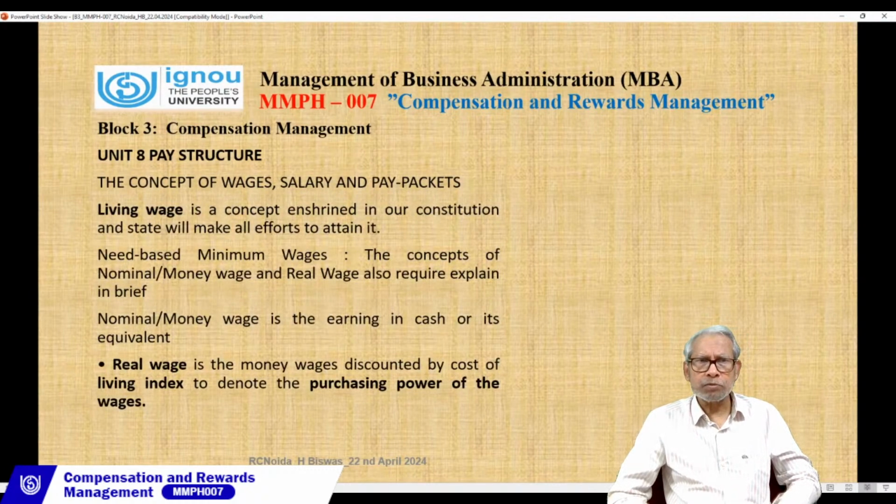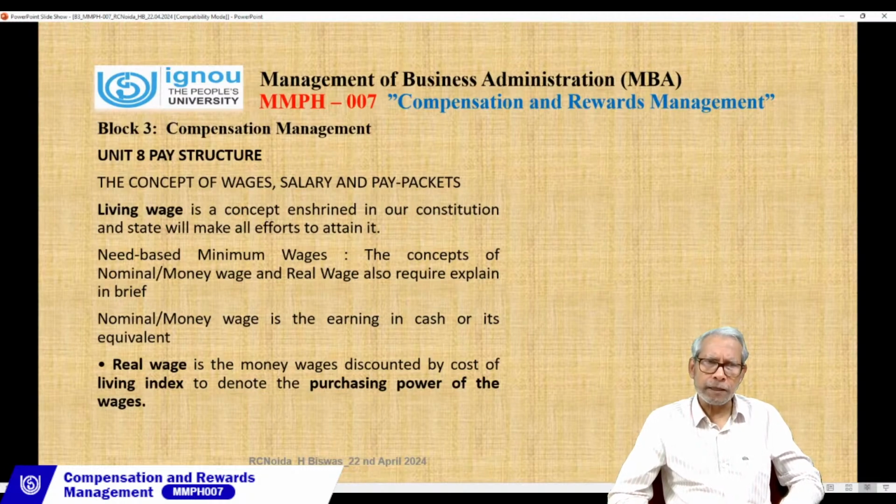Living wage is the concept in our Constitution that the state will make an effort to attain, because some minimum amount is to be given so that a person can live. Need-based mechanism, minimum wages, the concept of the nominal wage. Actually, this part we have already discussed in the earlier block. Here we just touch upon wages and salaries. I think it is in detail in block number 2.